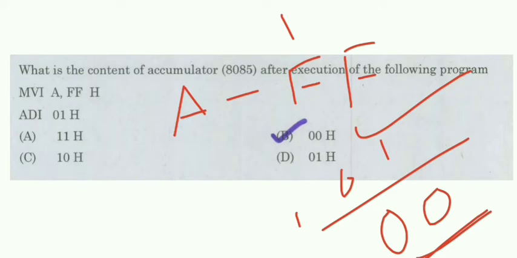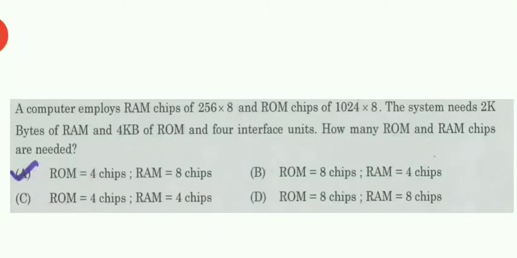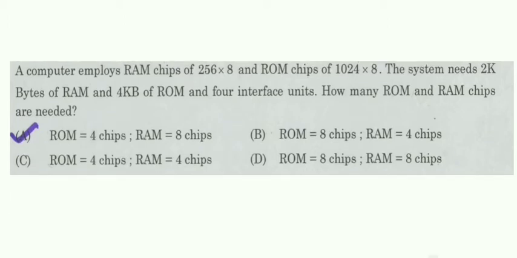So the accumulator has 00. And the next question is, a computer employs RAM chips of 256 by 8 and ROM chips of 1024 by 8. The system needs 2K bytes of RAM and 4K bytes of ROM and 4 interface units. How many ROM and RAM chips are needed? So what is the thing we have to do?